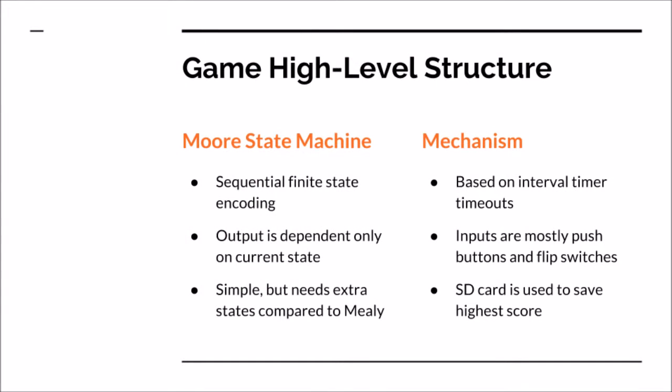So now that we've discussed the custom CPU core, its high-level design, and its interconnections, I would like to talk about the project itself. I ended up deciding to go with the state machine, specifically the Moore state machine. For those of you who don't know, it is a sequential finite state encoding. Its output is only dependent on its current state, and for this reason it's very simple, but in comparison to Mealy's state machine, it uses more states.